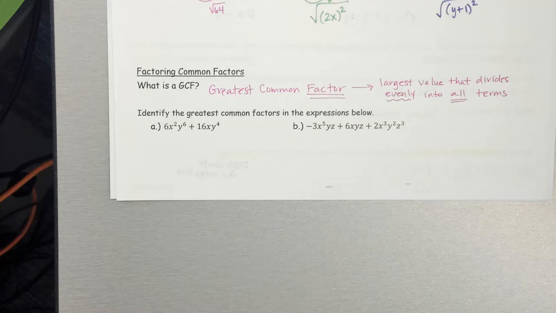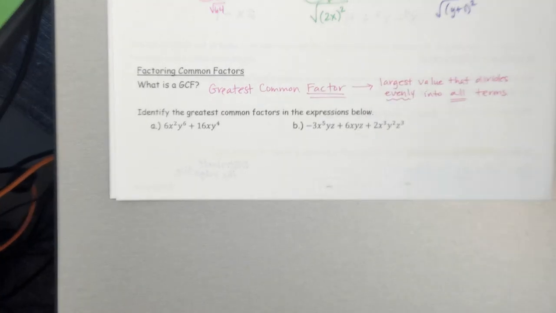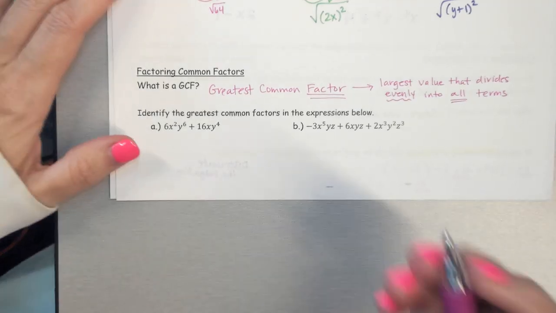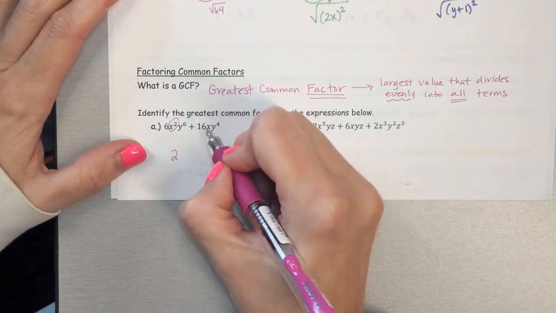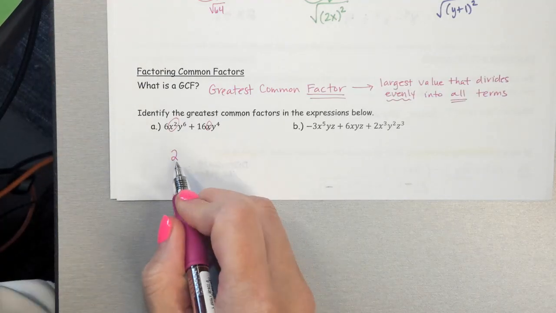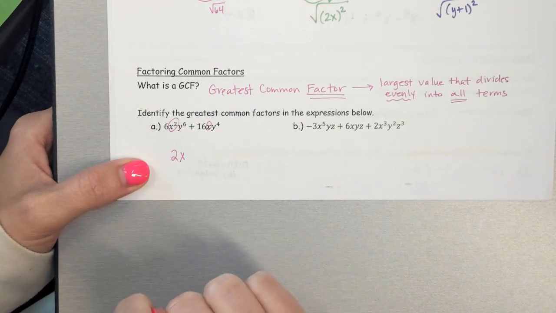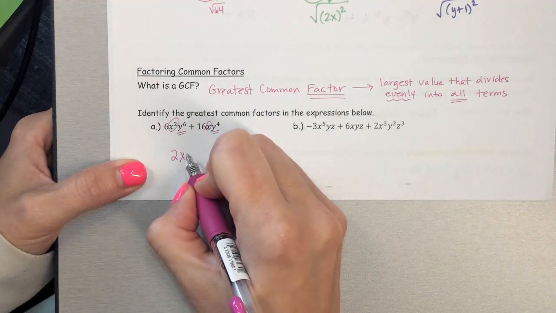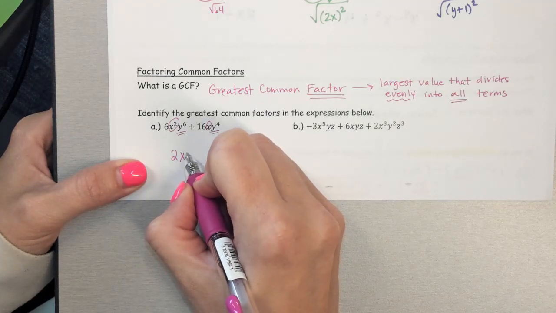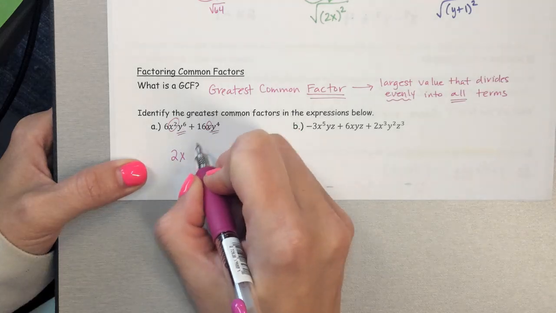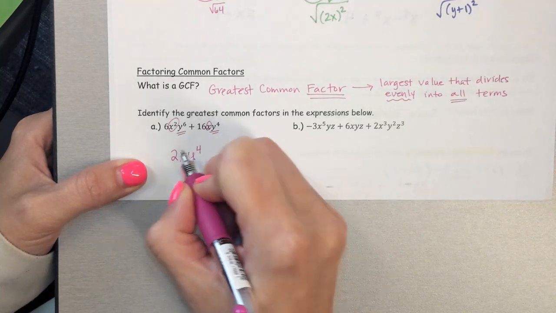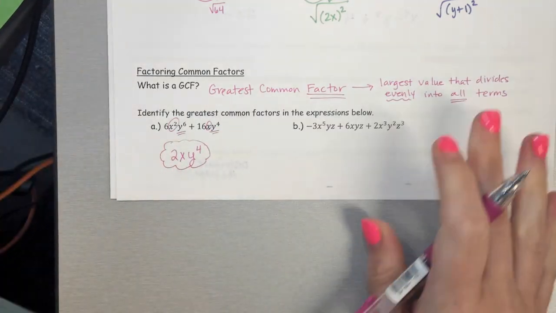All right, so for 6 and 16, what's the largest value that comes out of both? 2. Okay, so 6 and 16, 2 is the largest one. Now let's look at the x's. Here I have x squared, here I have x. So is the GCF x squared or x? X, because you can't take 2 out of the 1. Y to the 6th and y to the 4th, you would take out which one, 6 or 4? 4. Okay, so this is your GCF.